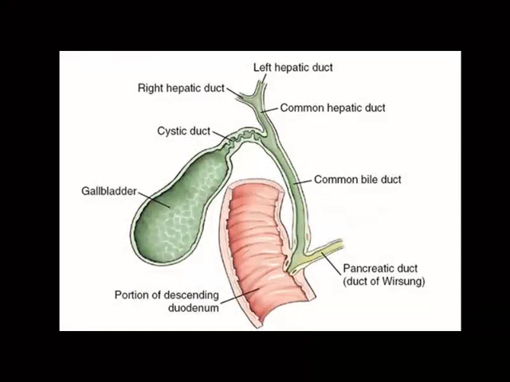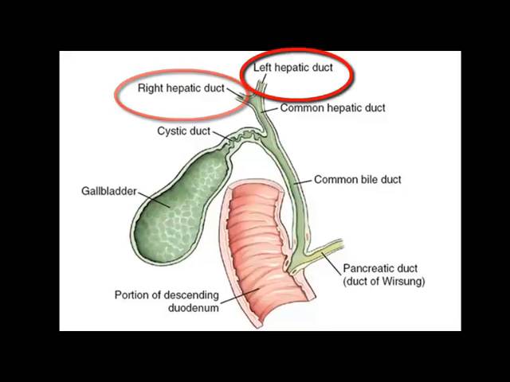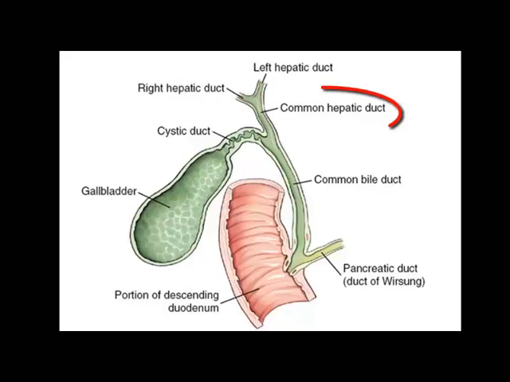The biliary ductal system conveys bile, produced by the hepatocytes of the liver, to the gallbladder for storage and concentration. Ultimately, the biliary ducts deliver the bile to the duodenum for use by the digestive system. The major ducts are as follows. We have the right hepatic duct, the left hepatic duct, the common hepatic duct, the cystic duct, and then lastly the common bile duct.